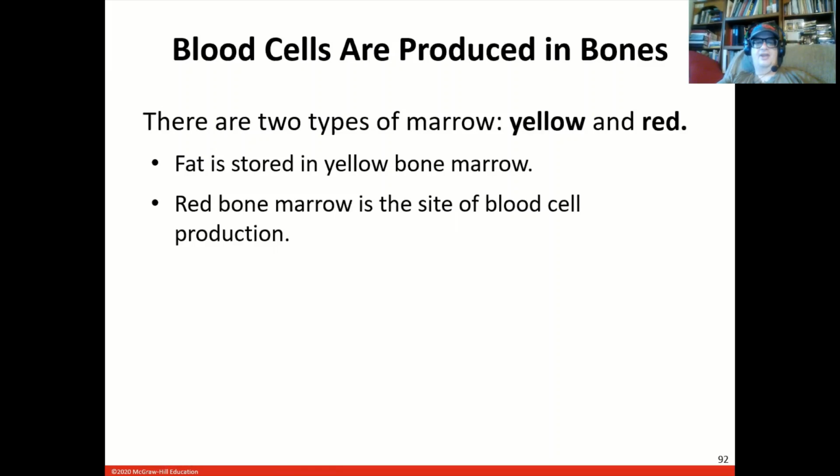Fat is stored in the yellow marrow, and so predators like a hyena love to break open the bones of whatever has been killed. I say that because usually it'd be like the lion kills the prey and the hyenas steal the prey. But they have really strong jaws. They love to get to the yellow marrow because it's full of fat, lots of energy.